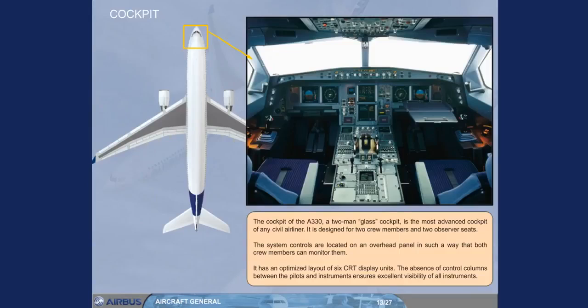The cockpit of the A330, a 2-man glass cockpit, is the most advanced cockpit of any civil airliner. It is designed for 2 crew members and 2 observer seats. The system controls are located on an overhead panel in such a way that both crew members can monitor them. It has an optimized layout of 6 CRT display units. The absence of control columns between the pilots and instruments ensures excellent visibility of all instruments.